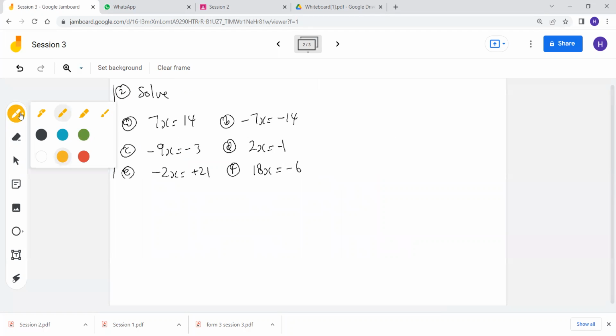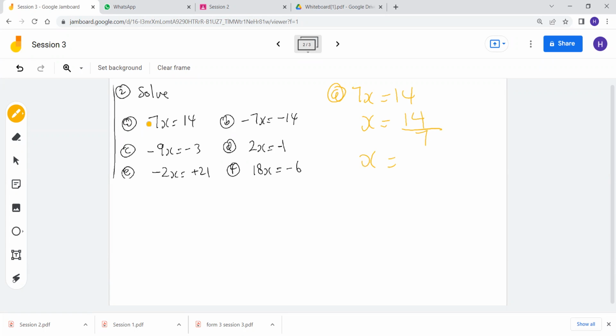So look at the first one here. The first one is 7x equal to 14, right? So that is the first one. 7x equal to 14, right? The inverse of multiplying by 7 here is dividing by 7. So we say x is equal to 14 divided by 7. 14 divided by 7 is 2. x is equal to 2, right?